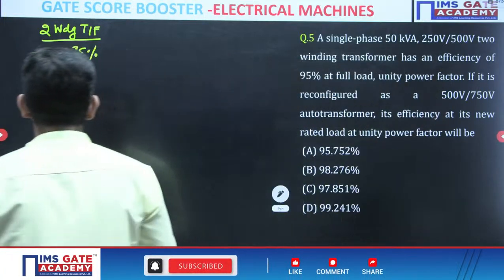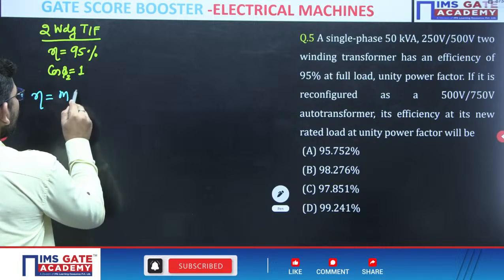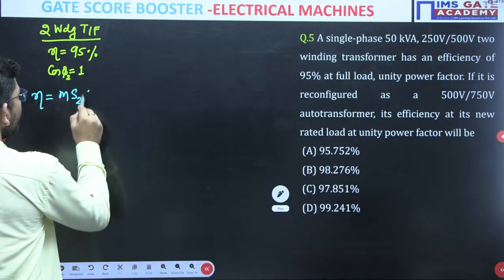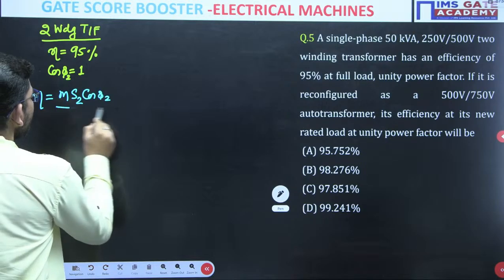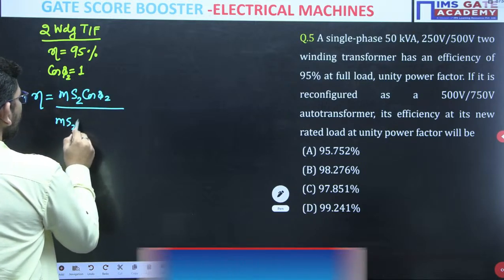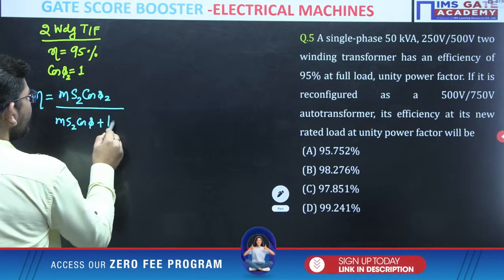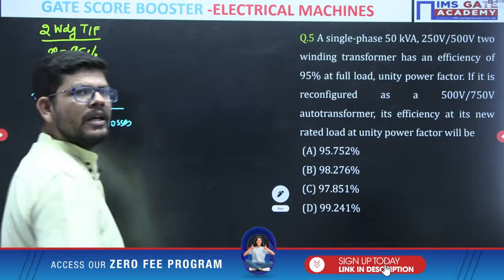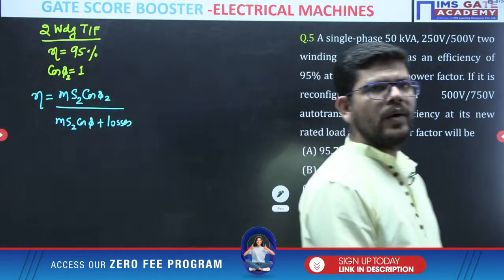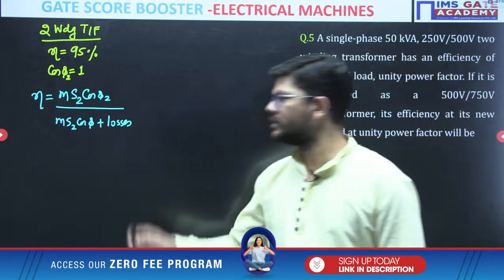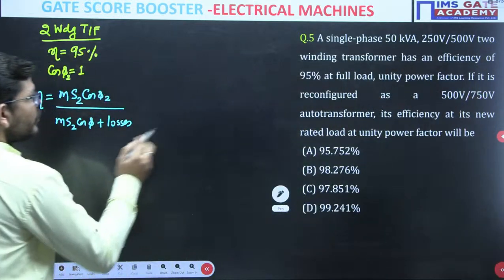So efficiency, which is m into kVA S2 cos phi 2, upon m S2 cos phi 2 plus losses, that is iron losses plus m square copper losses. I am using the word losses, correct? Now we have to calculate this at full load.